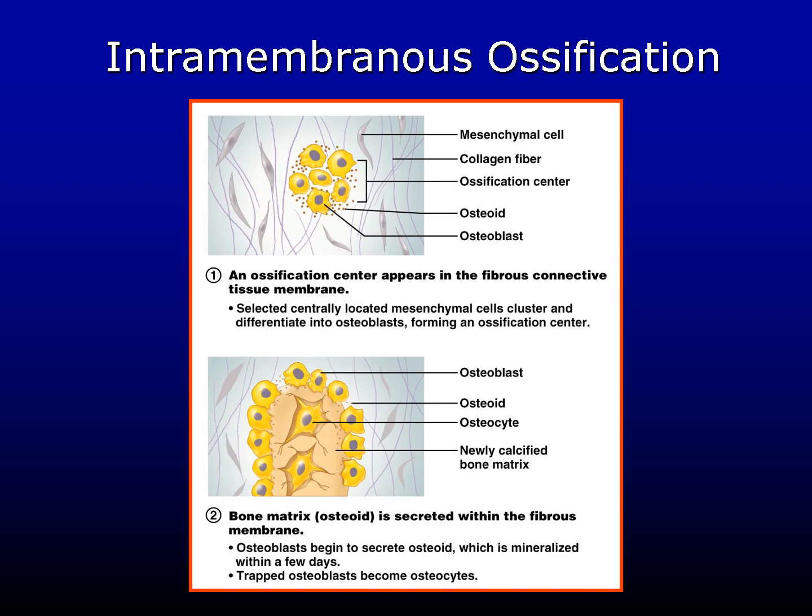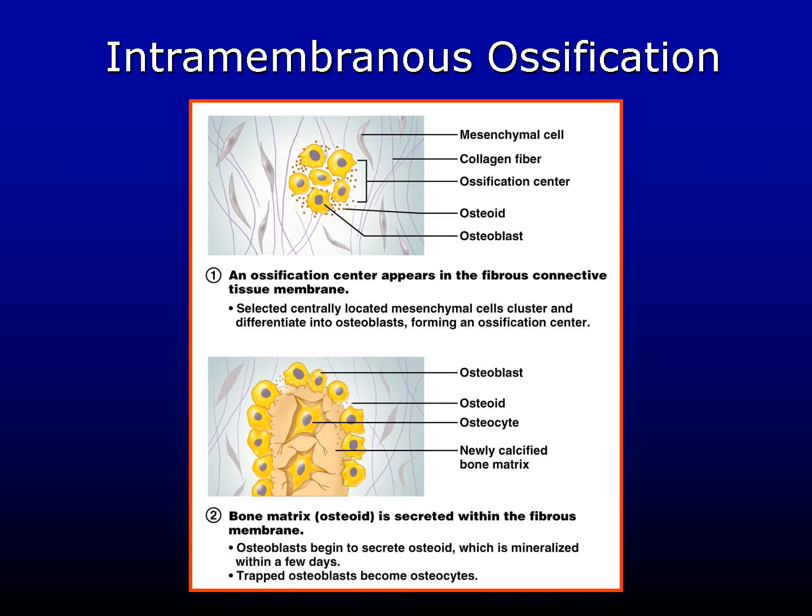In intramembranous ossification, mesenchymal cells differentiate into osteoblasts, shown in yellow above, and begin secreting osteoid. The osteoid mineralizes in a few days and the osteoblasts become entrapped in it. At this point, they become mature bone cells, or osteocytes.